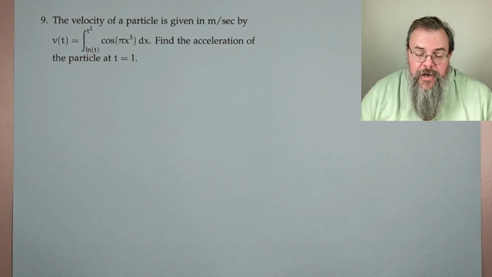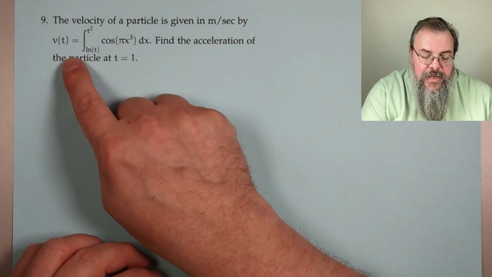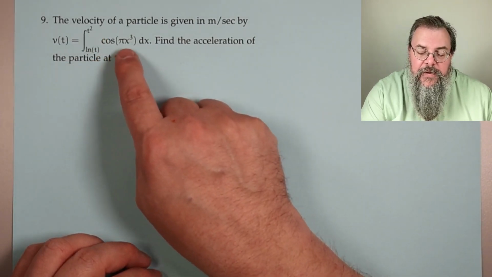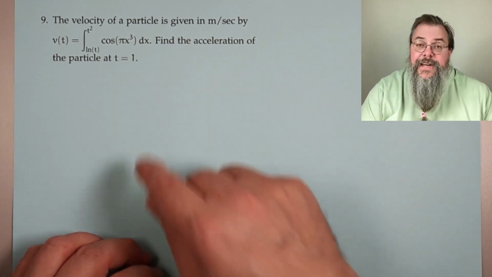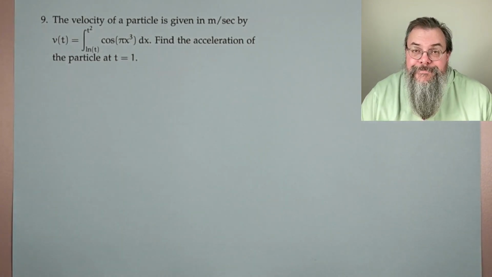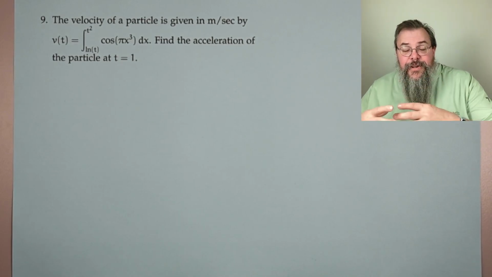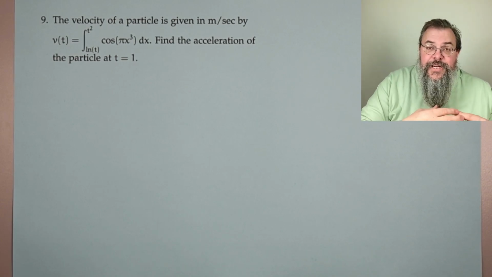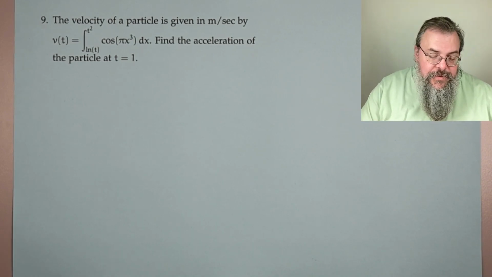The velocity of a particle is given in meters per second by this function. And it's an integral from log of t to t squared of cosine of pi x cubed dx. Find the acceleration of the particle at time t equals 1. All right. Well, how do velocity and acceleration relate? If we have velocity, to get to acceleration, take a derivative. So let's take ourselves a derivative.